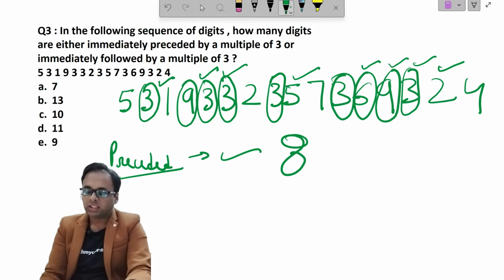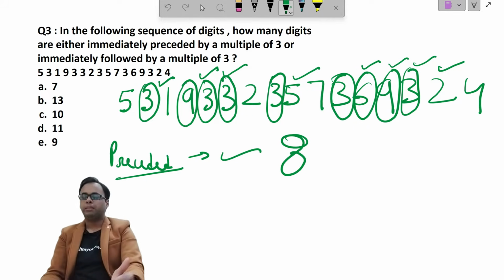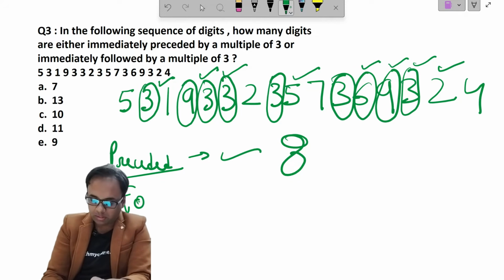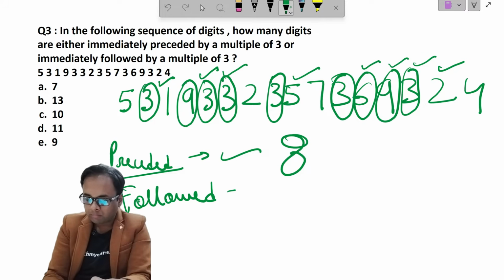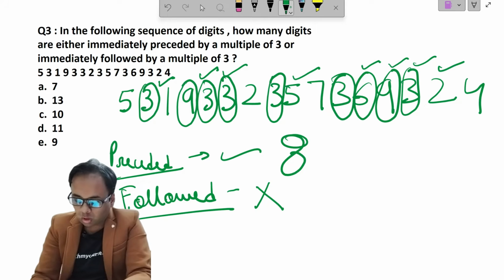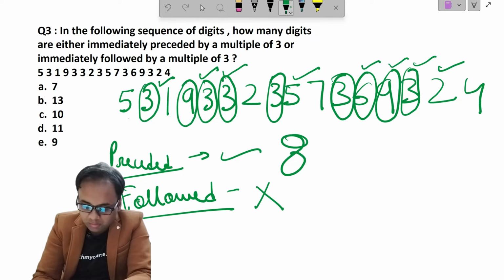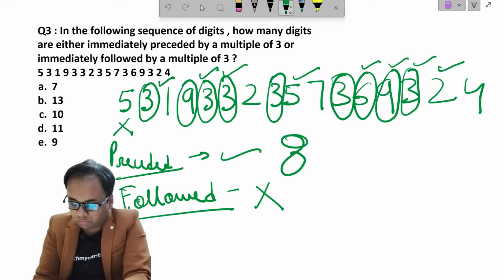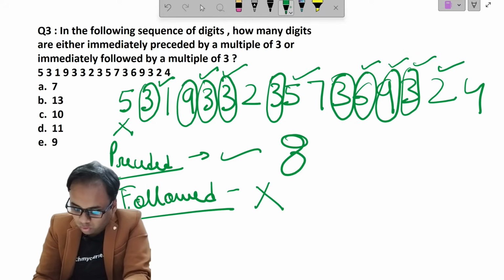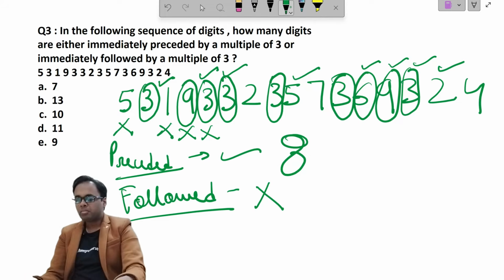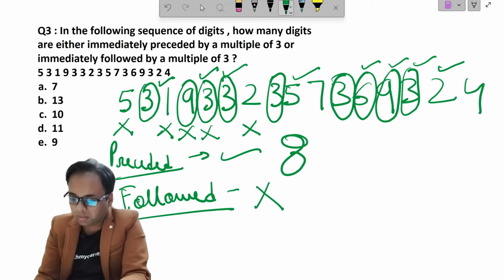Now, the question says how many digits are either immediately preceded by a multiple of 3 or immediately followed by a multiple of 3. So let me see for the case of followed now. For all followed, let me mark them by a cross. How many digits are followed by a multiple of 3? Like 5 is being followed by a multiple of 3, as 3 is coming after 5. And this 1 is being followed by a multiple of 3, which is 9. 9 is followed by a multiple of 3. 3 is followed by a multiple of 3. And then this 2 is followed by a multiple of 3.